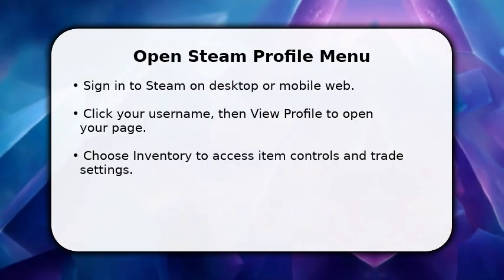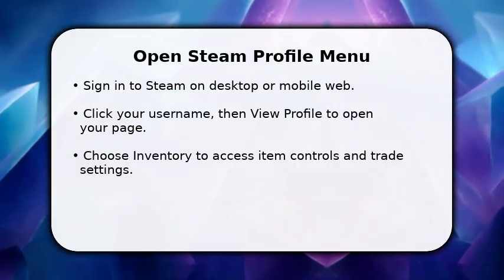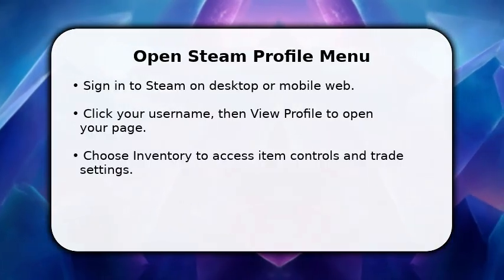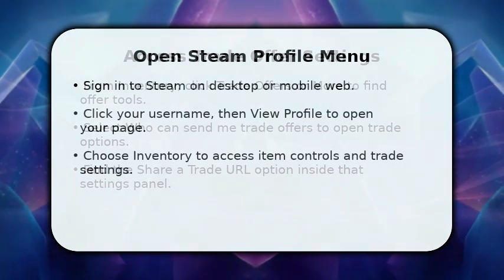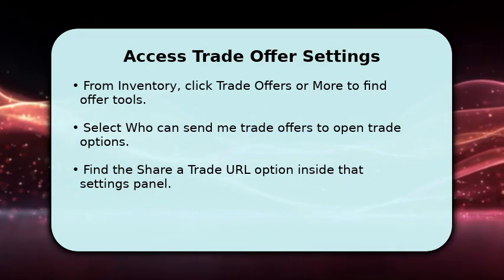Make sure you use the desktop site or the mobile web version for full options. Doing this first lets you move straight into trade settings without detours, so proceed now to access the offer controls. Next, from your inventory, click the Trade Offers or More button to open the offer interface.